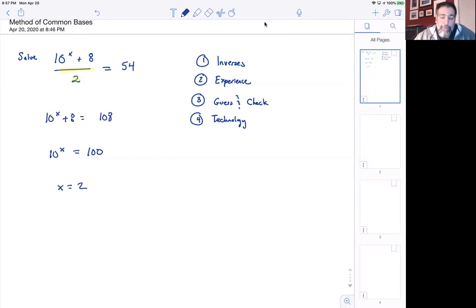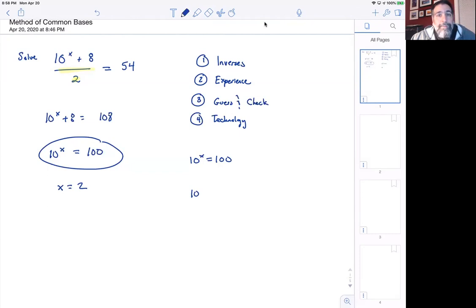I want to make it a little more formal, though. I want to take this 10 to the x equals 100 and look at it slightly differently. There's something these two numbers have in common, so we're going to talk about common bases. Now remember, a base is anything that has an exponent. So the base on the left-hand side is 10. The base on the right-hand side right now, you could say it's 100, because it's 100 to the first.